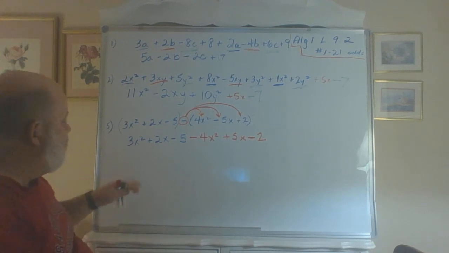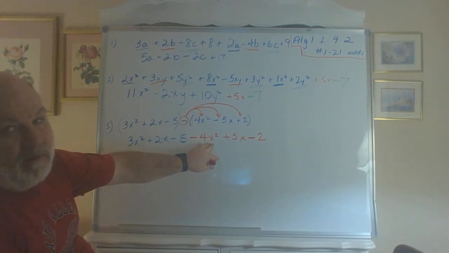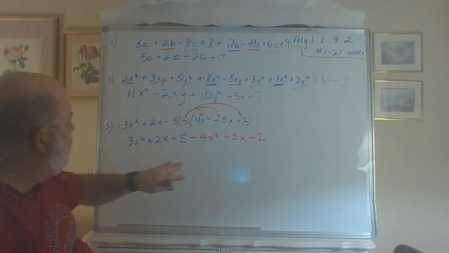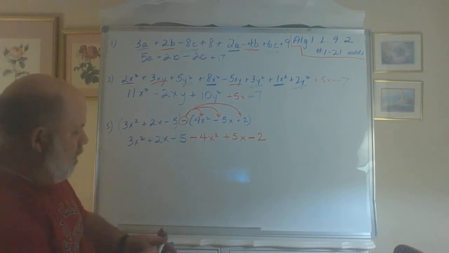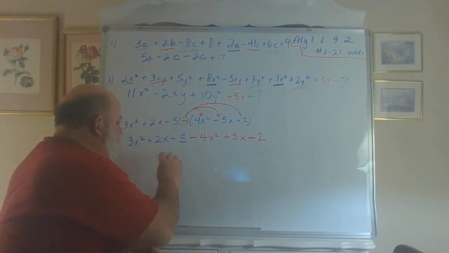So, let's just go on through here. Here's 3x squared minus 4x squared. I can combine these because they both have an x squared. 3 minus 4 is negative 1x squared.